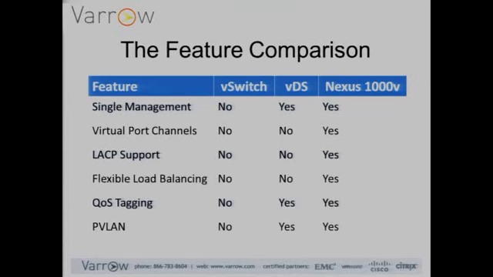Flexible load balancing, and that's not really fair on this one. I need to revise this slide a little bit. If you're a VDS user in 4.1, and especially now in 5, we've got things like load-based teaming, which basically does teaming and NIC utilization based on load. So that's pretty nice. But the 1000v gives you a lot of different hashing and balancing features and options.